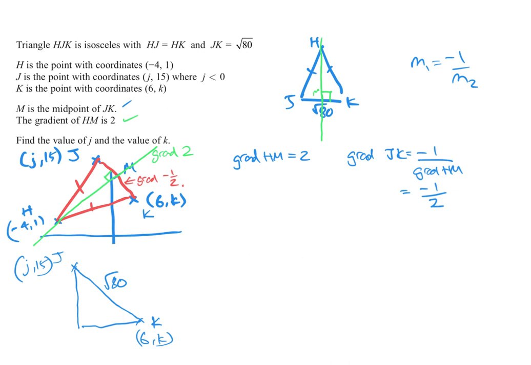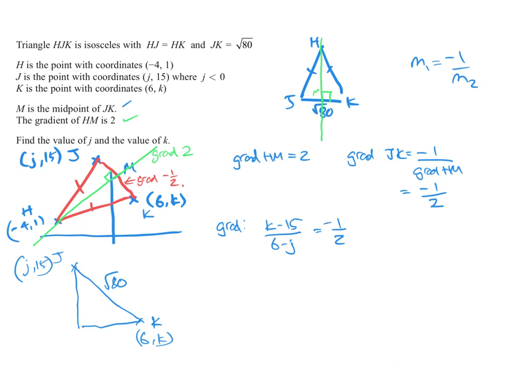The gradient, as you know, is change in y over change in x. So I can use my coordinates for J and K to write an expression for my gradient. I've got change in y, so that would be K minus 15, the y coordinate of K minus the y coordinate of J, over the change in x, which is going to be 6 minus J. That's the difference between the two x coordinates. And I know that is equal to minus 1 over 2 because I've already calculated that in the first part of the question.